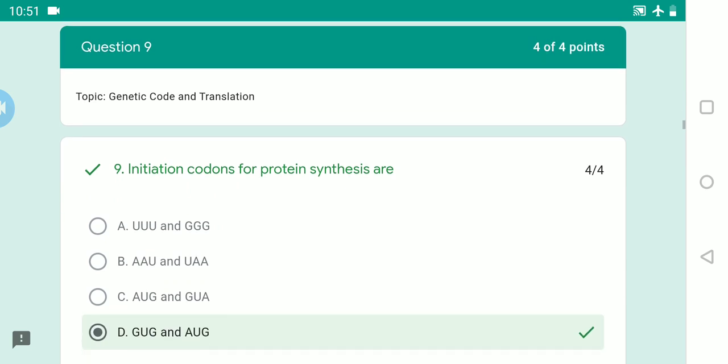The next question. This question is related to the genetic code and translation. Till now whatever we discussed was about transcription. After that, this question is related to translation. Initiation codons for protein synthesis are, so I told you in the beginning also, the initiation codon should be either AUG or GUG. This AUG and GUG are commonly called initiation codons. While we were discussing the characteristics of the genetic code, I told you. I think you have written in your notes also, the initiation codons AUG and GUG. Here they have given GUG and AUG, no problem.